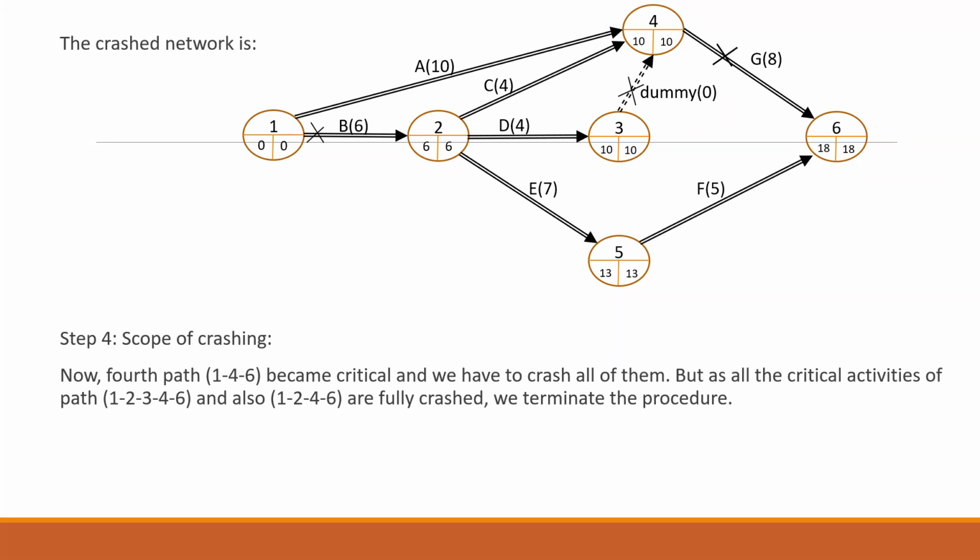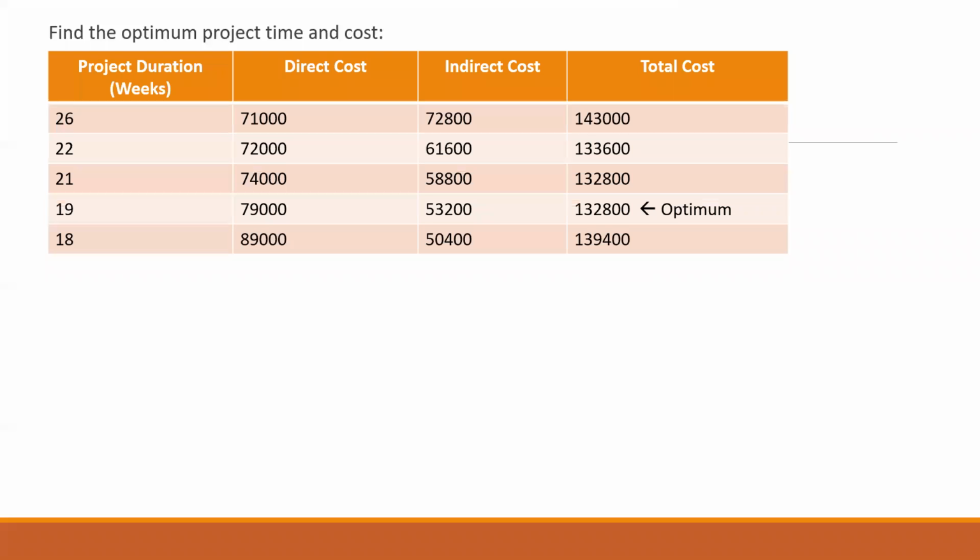Okay? And eventually, if you do the calculations further, let us put it in table form here. For the initial 26 weeks duration, my direct cost was 71,000, indirect was 72,800, and the total cost was coming to 1,43,000. And if you look at your table, for the next duration, that is 22 weeks, when we crushed the activity G by 4 weeks, we got the new total cost as 133,600. Okay, and it got reduced.